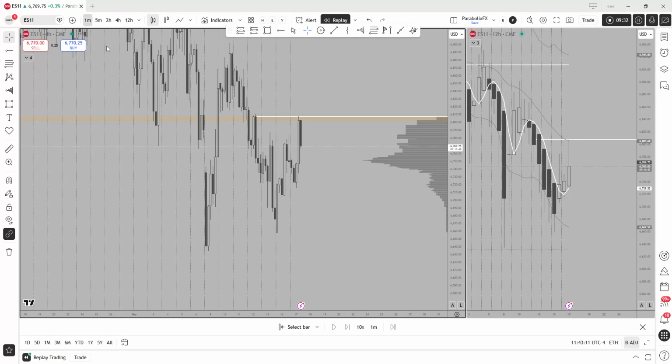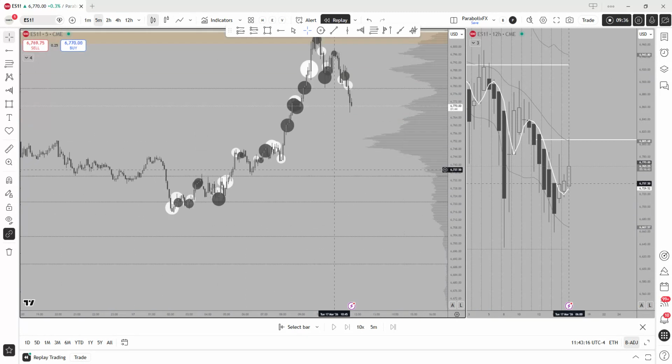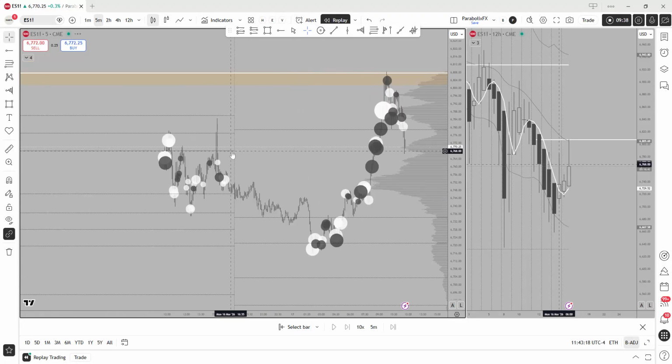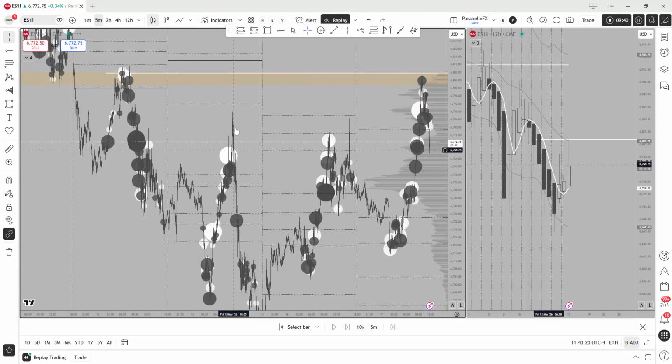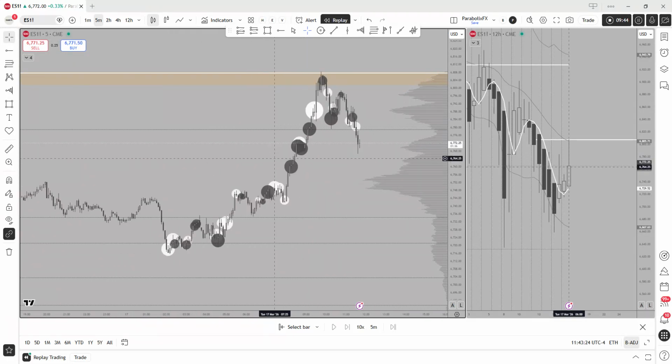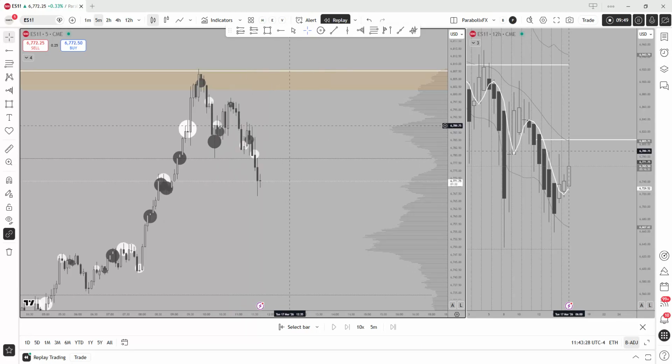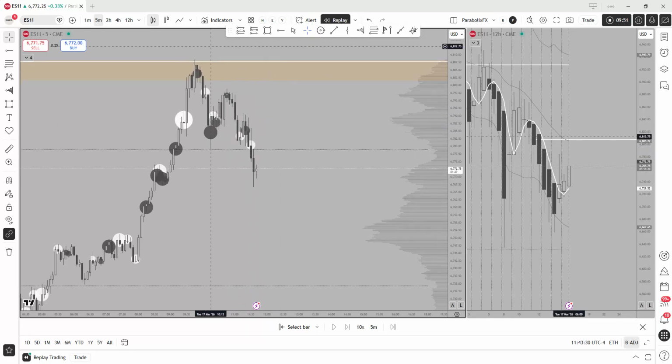Okay, go down onto the 1 minute, 5 minute. Now with this trade, we did not have a low volume node on the profile of the day. Previous day's low volume node we didn't have. But what you could have done is you could have just looked at the absorption.